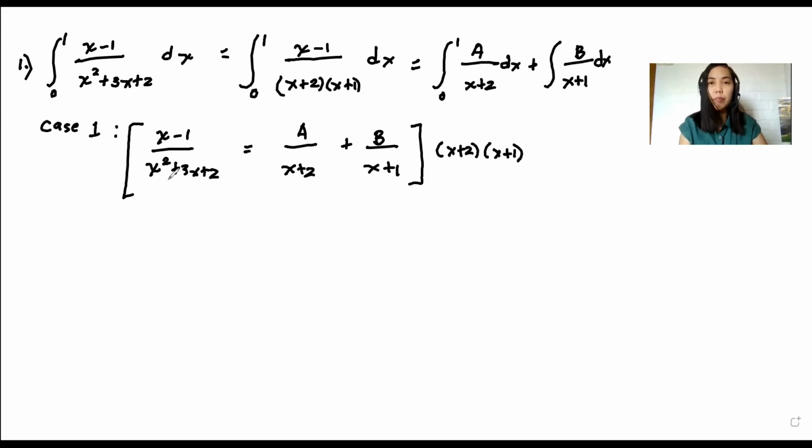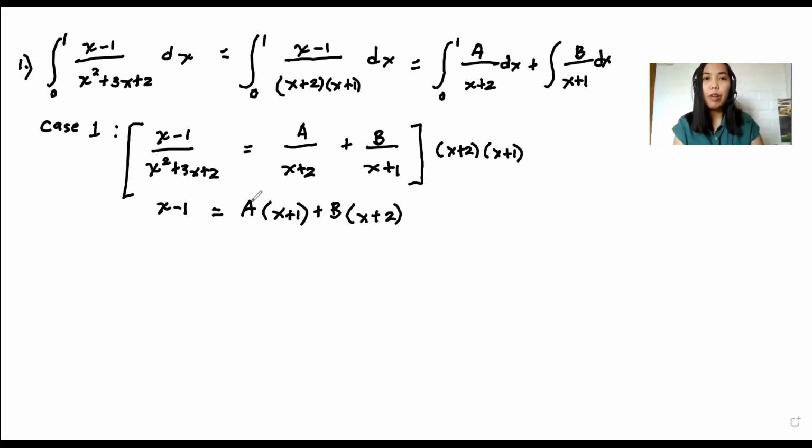So when we do that, x plus 2 times x plus 1 divided by this, that is 1, multiplied by x minus 1. So we'll have x minus 1 equals x plus 2 times x plus 1 divided by x plus 2. That cancels, and what remains is x plus 1 times a, or a multiplied by x plus 1. Then x plus 1 times x plus 2 times x plus 1 divided by x plus 1 cancels, and what remains is b times x plus 2.